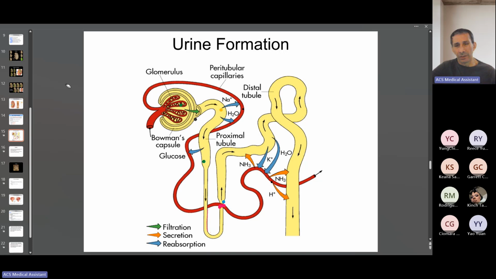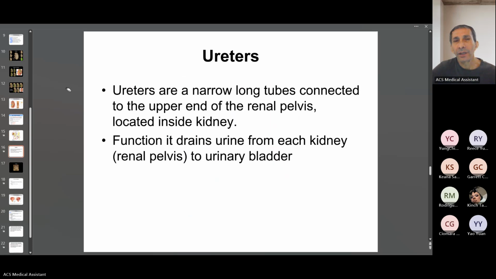Moving on. Any questions about the nephron, the process of filtration, secretion, and reabsorption? Now let's talk about the structures, because we now live in the microscopic structures of the kidney, and it is within the microscopic structures where the urine is made, where it is formed.